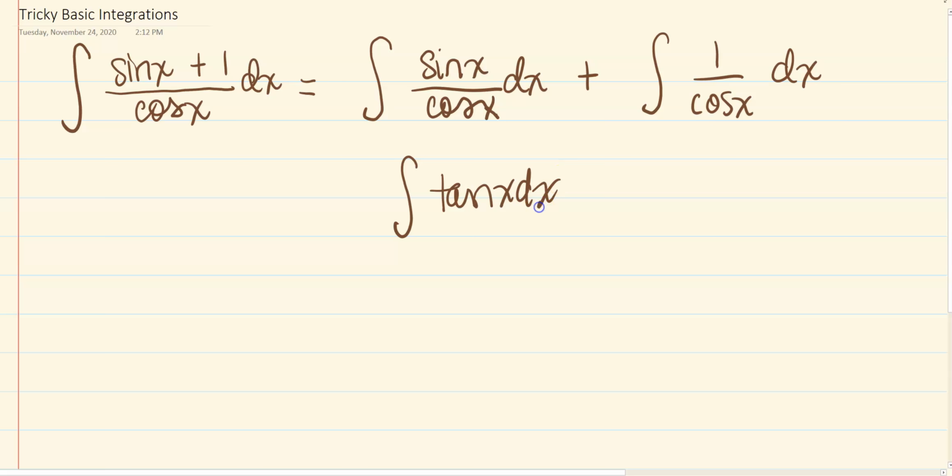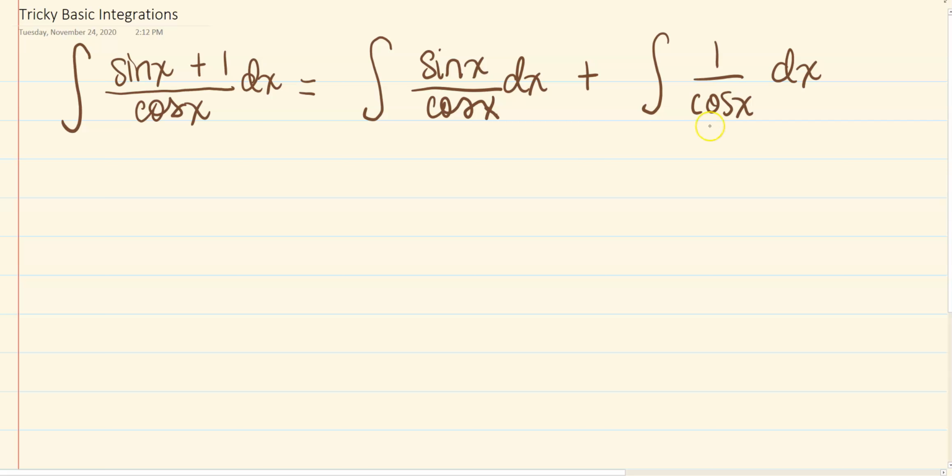If we did that, it would look like the integral of tan x dx. Well, no, that's not going to be helpful because that's not the derivative of something that I know. However, if I let u be cos x, then du will have a sin x dx. So that is perfect for u substitution.